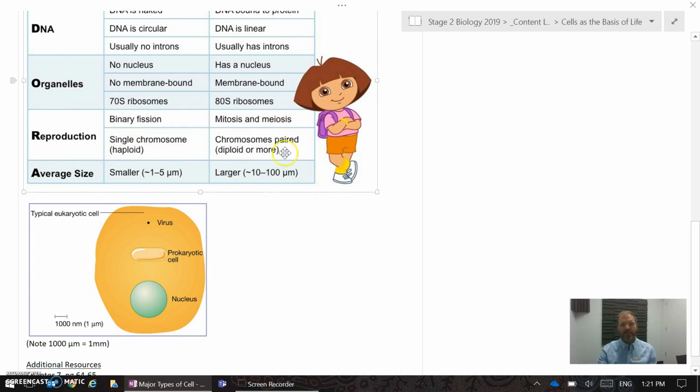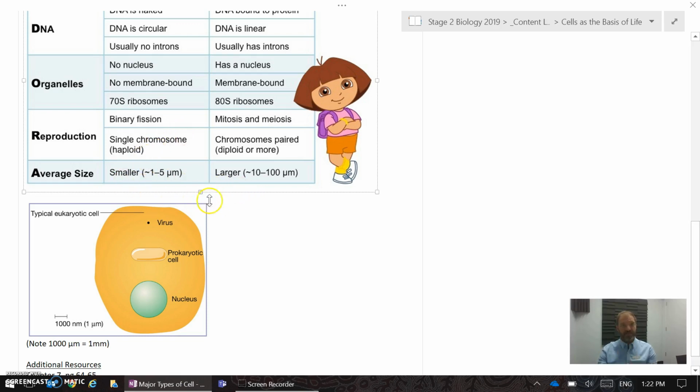And then here we have their type of reproduction. So prokaryotic cells divide in a way that's called binary fission. That basically means splitting in two, and that's another video we're going to talk about later, binary fission. Whereas eukaryotic cells can divide by processes of mitosis and meiosis. Again, we talk about that later in the course.